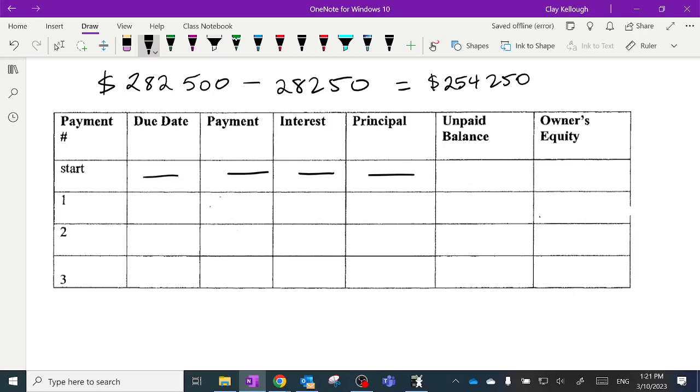I have to always count. January, February, March, April. It's the fourth month, so 04, 01, 23. They always put month, then day, then year. So then what will the next payment be due? 05, 01, 23. And the next one, 06, 01, 23.